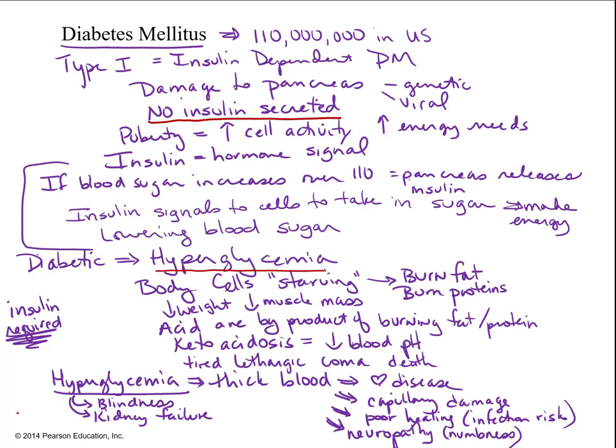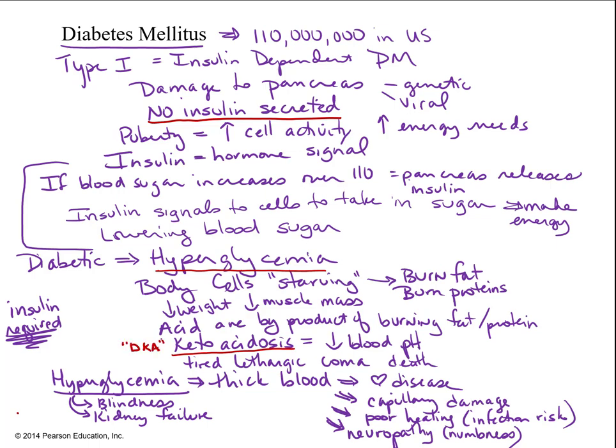The breakdown of fat and protein, when it's balanced, your kidneys can handle it. When it's in this extreme combined with hyperglycemia, then you can go into a stage which they call ketoacidosis. So DKA, which is diabetic ketoacidosis. That's the term.